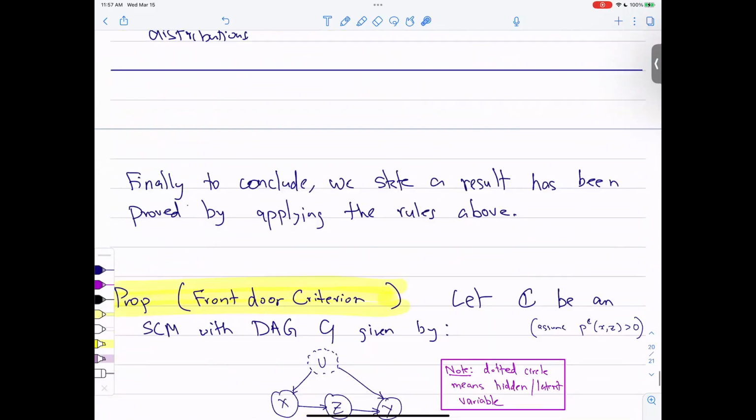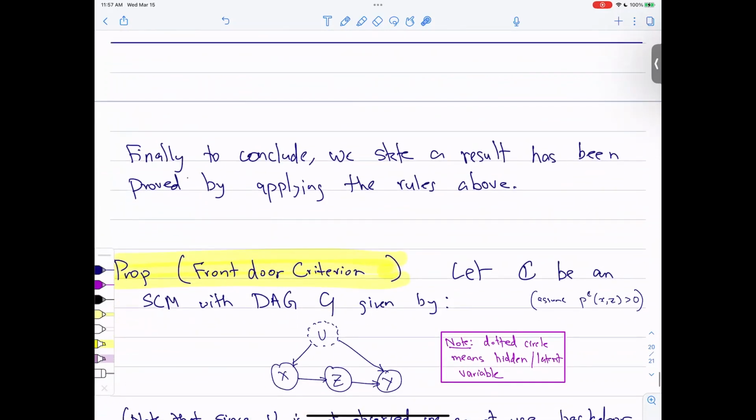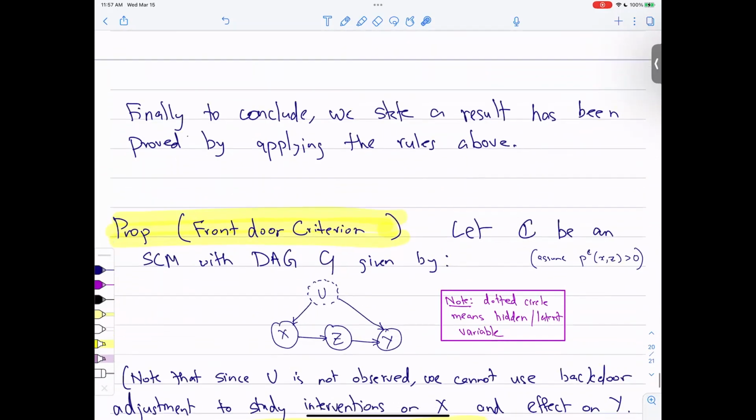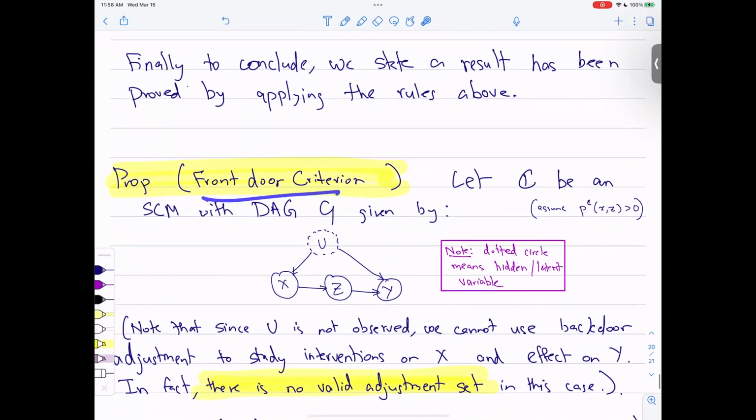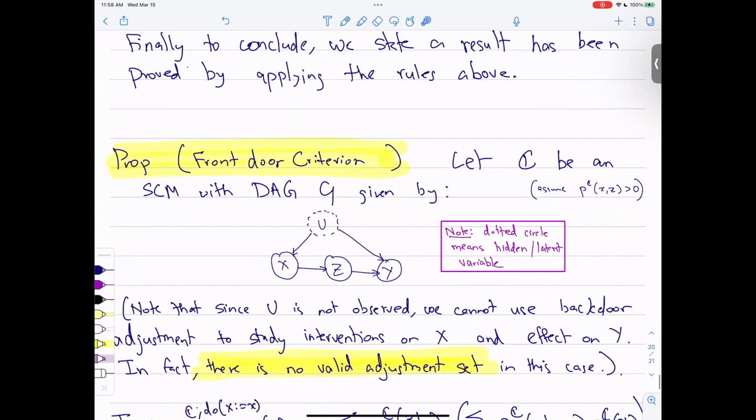Okay. In the last 2 minutes, I want to state one last thing before I close. Beyond adjustment, what can you do? Why are these rules more powerful than adjustment? I've just been saying it is more, but not given you an example. The famous front door criterion is one such thing. Suppose I have X, Z, Y. I'm doing an intervention on X. I want to compute the effect on Y. But there's a U which is not observed, which is affecting X and Y. Now remember, I had my intervention here.